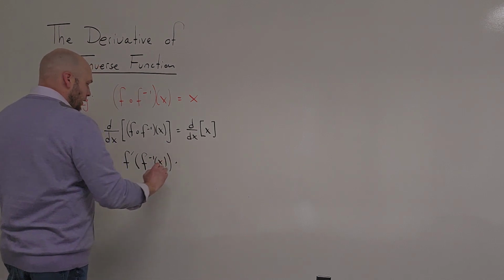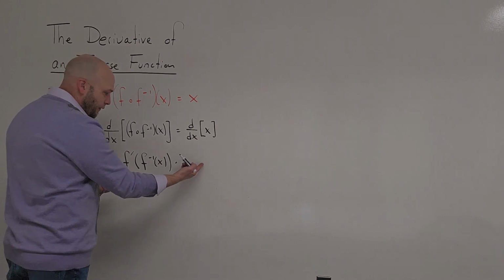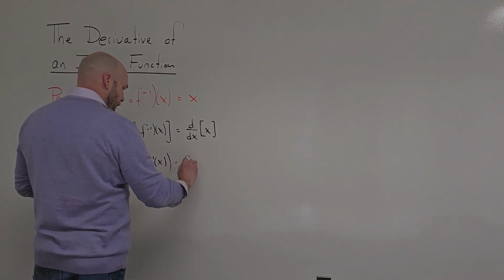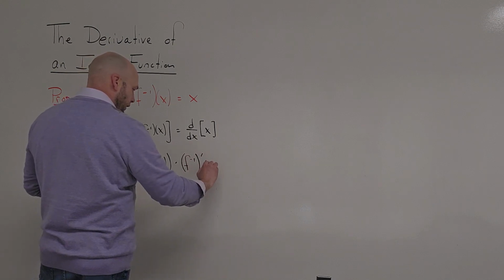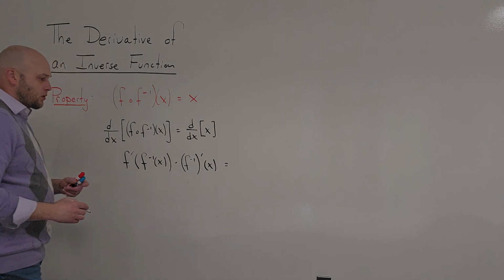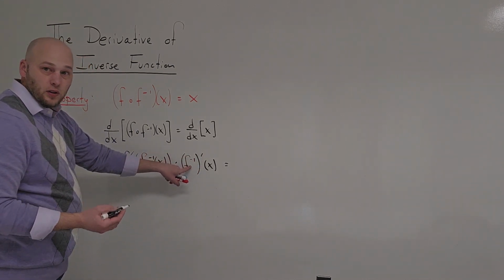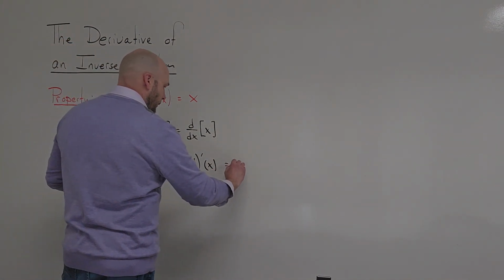And then the chain rule says take the function on the inside and bring out a factor of its derivative, meaning I would have f inverse prime of x. So this notation is the derivative of the inverse of f. And then on the other side, I've got the derivative of x, which of course is 1.